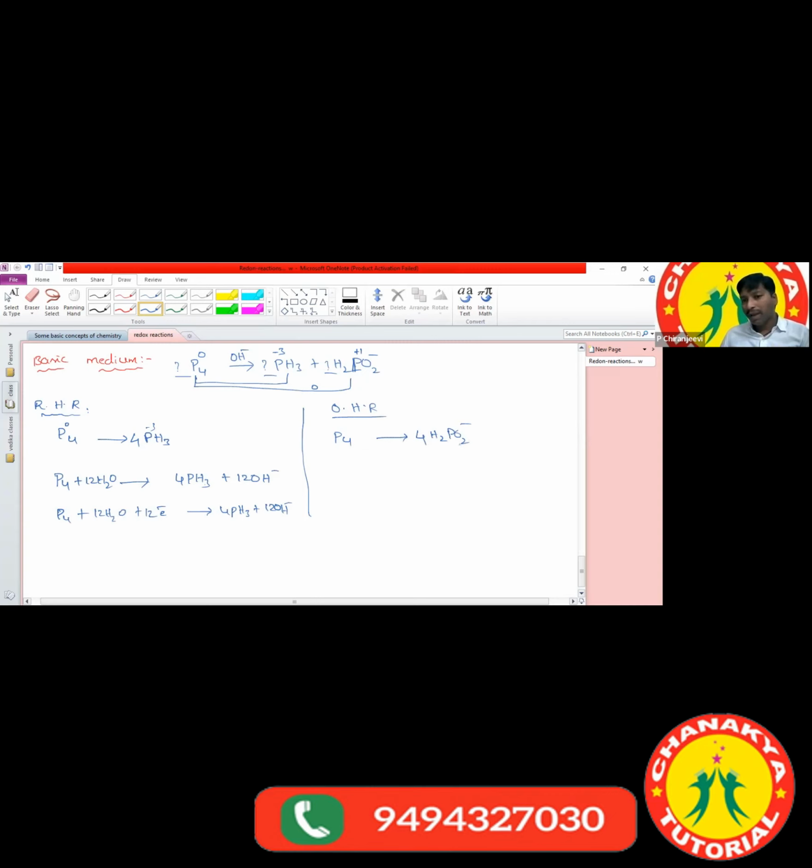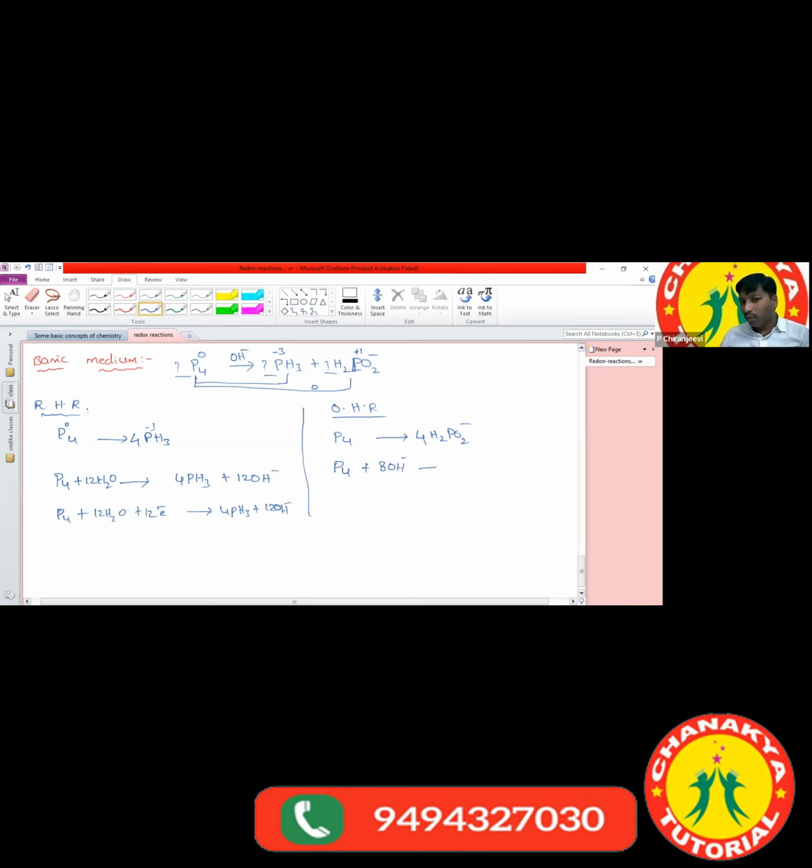Is the number of oxygens balanced? Here, 2 times 4 is 8 oxygens are there. So in this case, there are 8 oxygens and 8 hydrogens. 8 oxygens and 8 hydrogens means directly in the opposite direction we can add 8 OH minus.